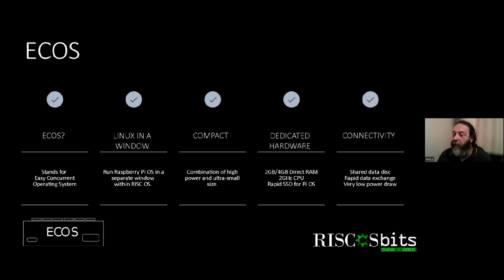It's a compact little box. It's tiny. We seem to have gone down the tiny approach to things with the newer stuff, and it does have dedicated hardware for the Linux side of it. So it's got either 2 gigabytes or 4 gigabytes direct RAM, another 2 gigahertz processor, and then an SSD for the Raspberry Pi OS to use. So in effect, it's another computer. It's just that we've got a couple of options of how we're going to do that.